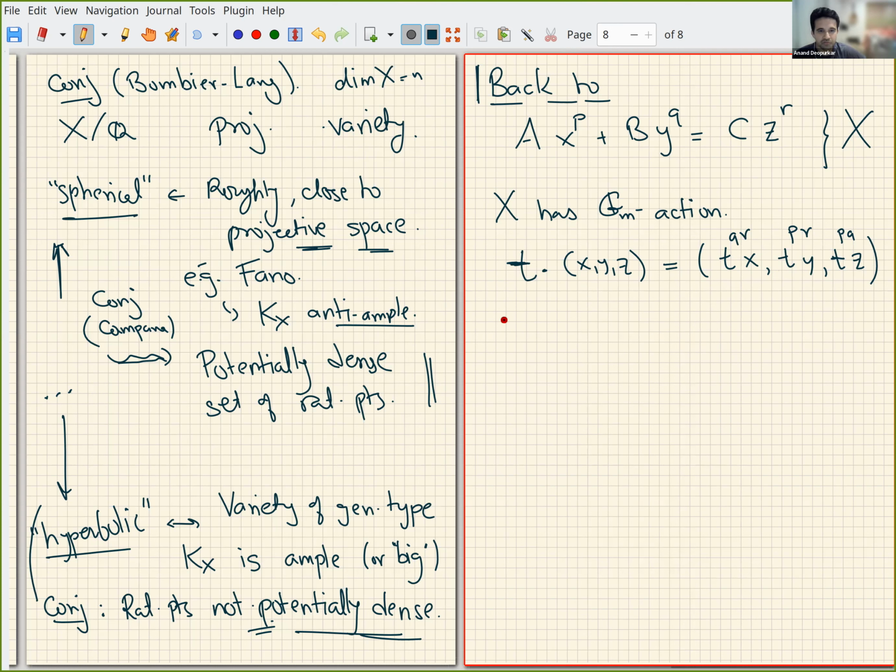Okay, so what we should be looking at is not X itself, but at the quotient, X modulo this action of GM. Remember, X was a surface, GM is one dimensional, so this should be a curve. Again, as I said, when I take the quotient, I surely want to throw away the origin. So maybe let me just define X as the complement of the origin.